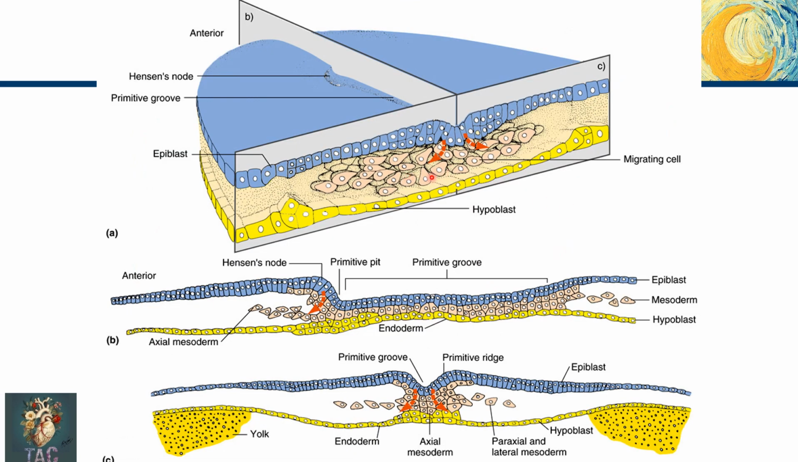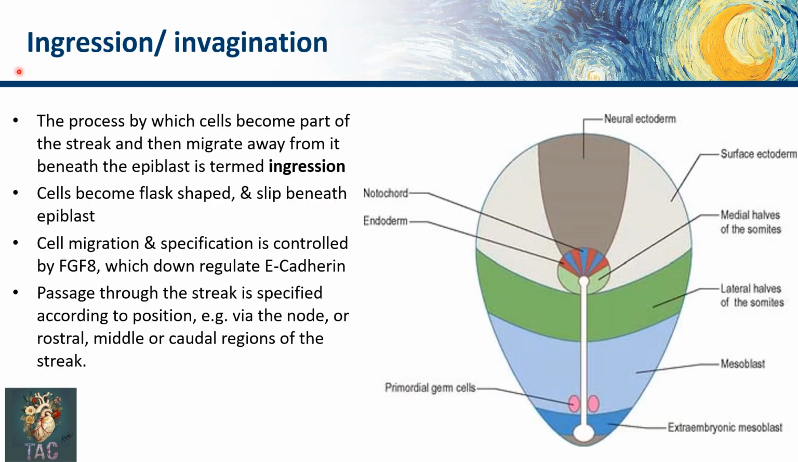In this diagram you can see this is the area where the migrating cells are present, and these migrating cells are pluripotent. The epiblast cells are epithelial in nature, and they show a transition from epithelial to mesenchymal, and then they migrate and come to lie between epiblast and hypoblast. So what is the process of ingression, also called invagination? The process by which cells become part of the streak and then they migrate away from it beneath the epiblast is termed ingression or invagination.